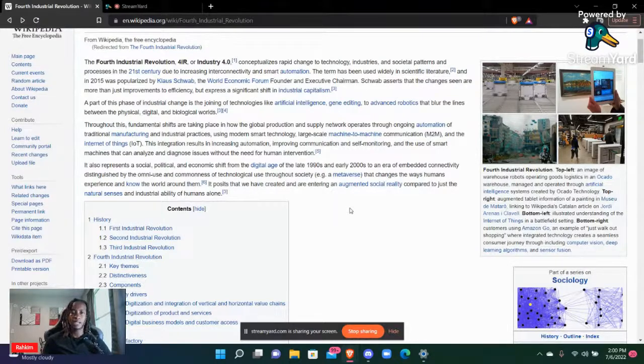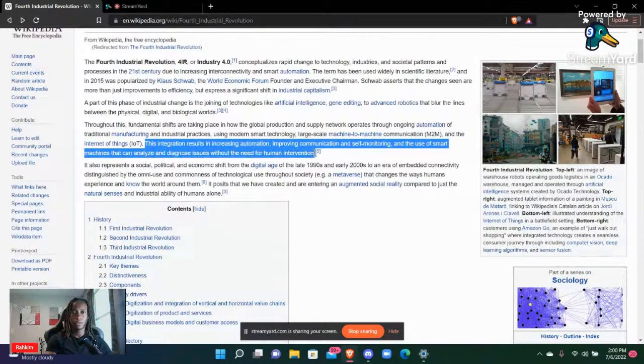Now I'm gonna jump into that last sentence, what I see in the now going on, and where that plays a role in people feeding into that type of stuff. All right, so I work at a warehouse, right? And I already see where it says this integration results in increasing automation, improving communication, and self-monitoring. The use of smart machines that can analyze and diagnose issues without the need for human intervention.